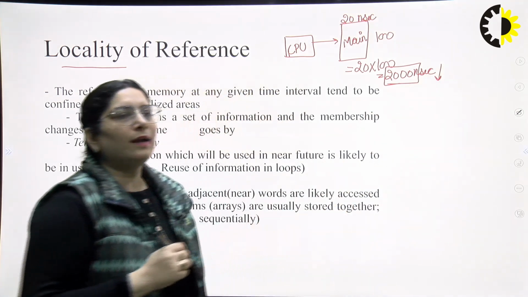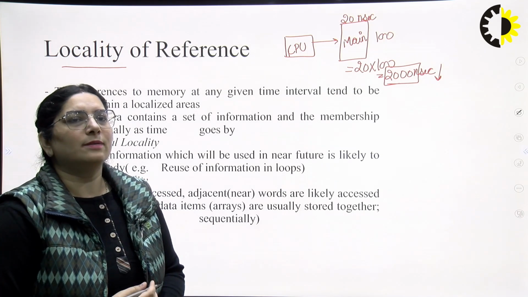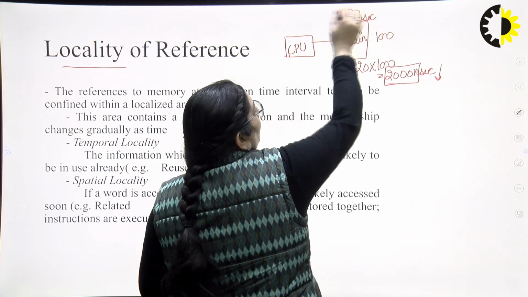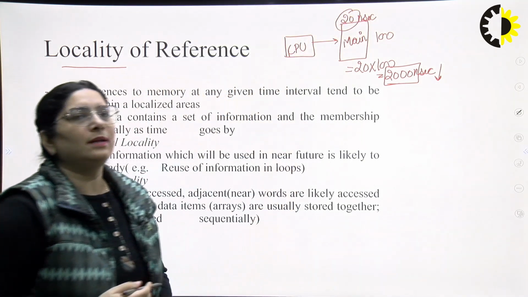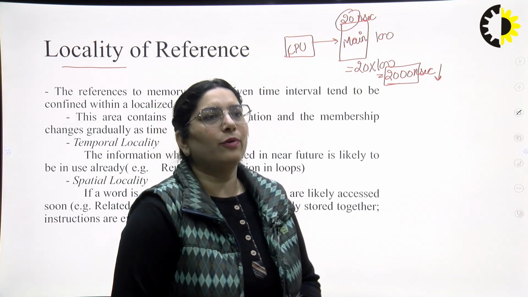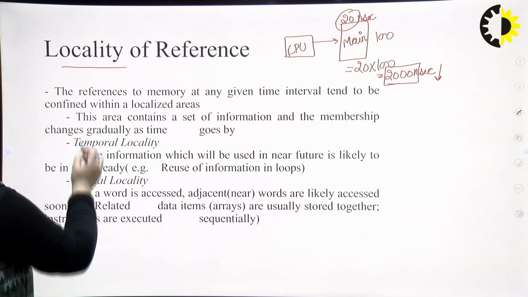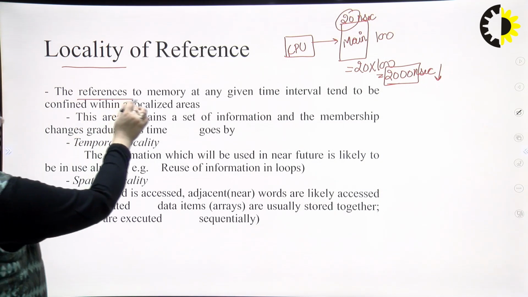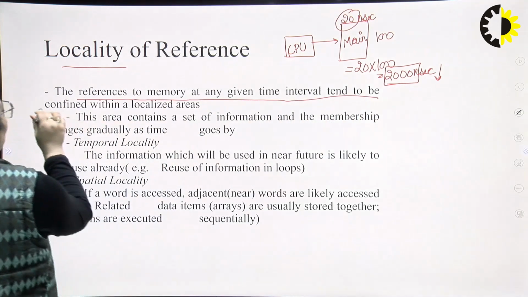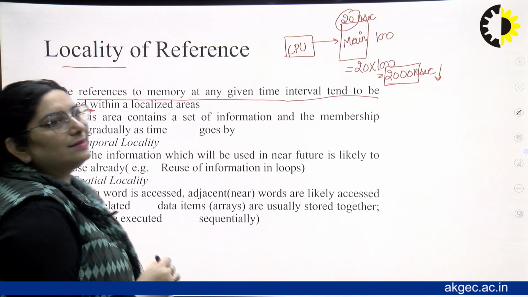For that, what we have done is implement a new kind of memory in the computer system, which is faster, having the lesser time of execution, the lesser time of accessing. That memory is known as cache memory, and it is based on the principle of locality of reference. Now, what locality of reference says is that the references to memory at any given time interval tend to be confined, an important term, confined within a localized area.